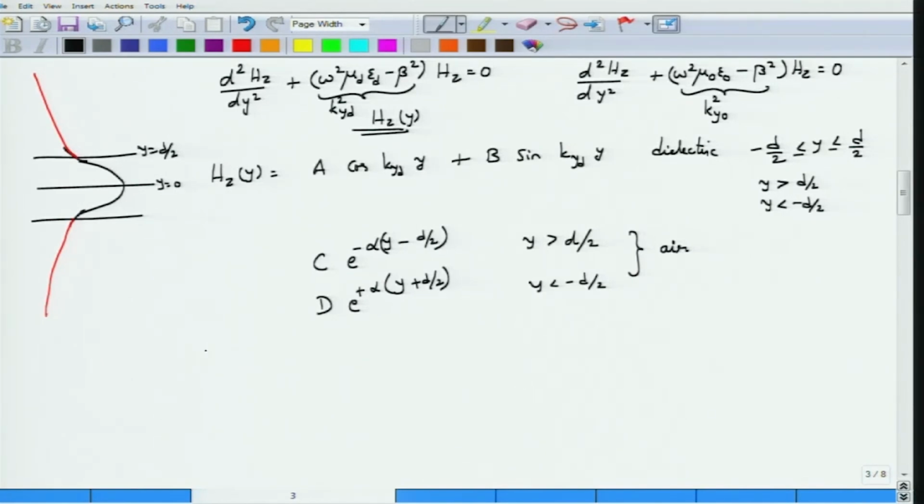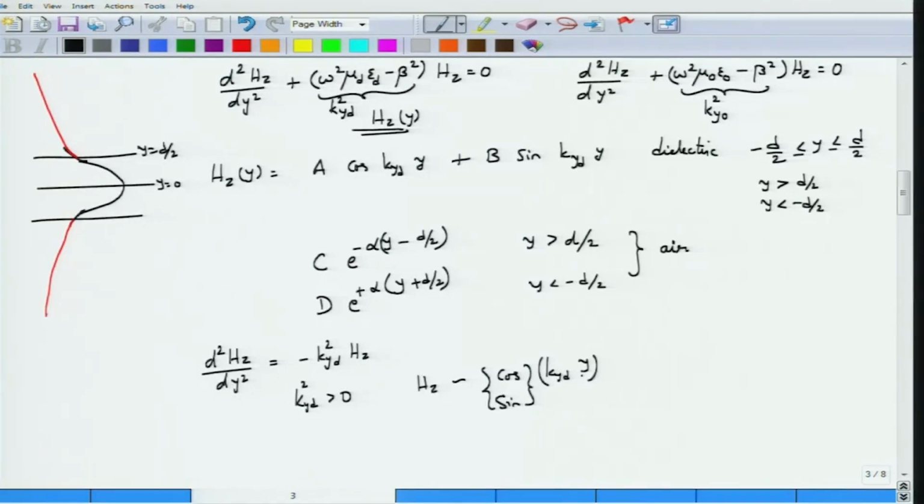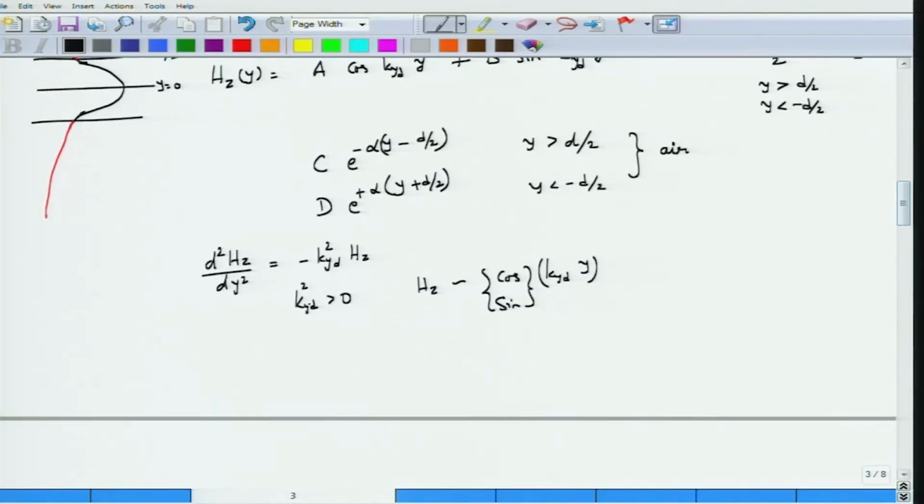Let us write down also what this alpha is. See, I have this d square Hz by dy square. The way I would solve this second order partial differential equation would be to push this ky d square outside. So I will have minus ky d square Hz. As long as ky d square is greater than 0, the solution of this one will be Hz as cos of ky d y or sine of ky d y. So this would be the solution for Hz as long as ky d square is greater than 0.